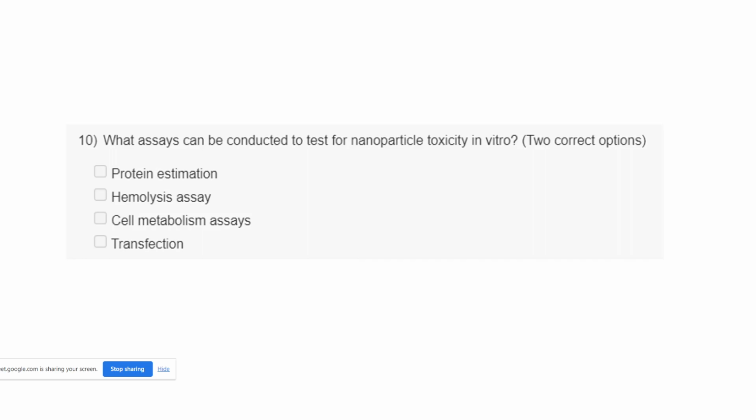Second and third. Hemolysis assay and cell metabolism assay. Okay. Yes, you guys are all correct. It will be the second and third options. So basically, you can keep these nanoparticles in RBCs and also in presence of cells to check either the hemolysis assay or the cell metabolism assays.